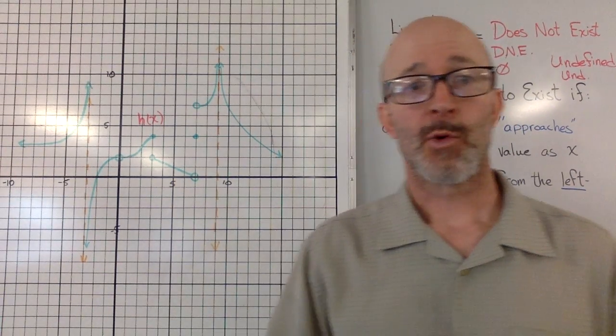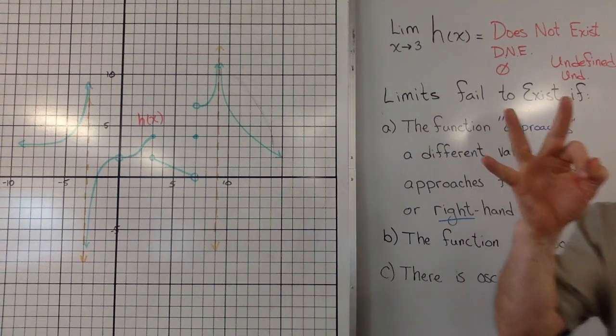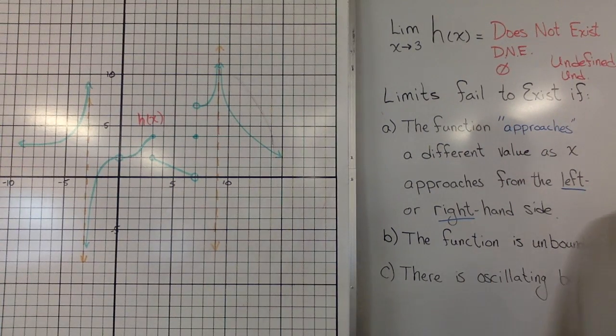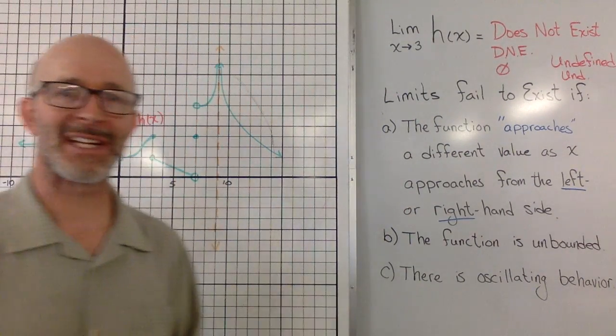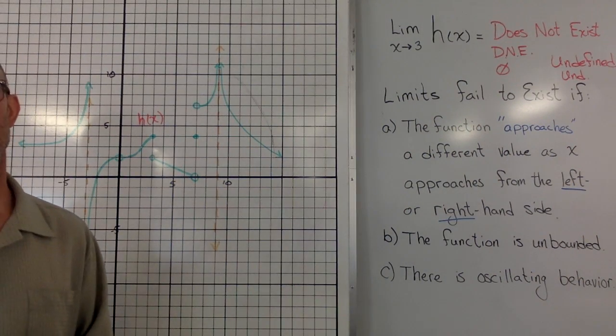This is good. We're going to continue to look at limits, and there's actually three main ways in which limits fail to exist. That means they don't exist. There is no limit. It is undefined. The set of solutions is the null set.